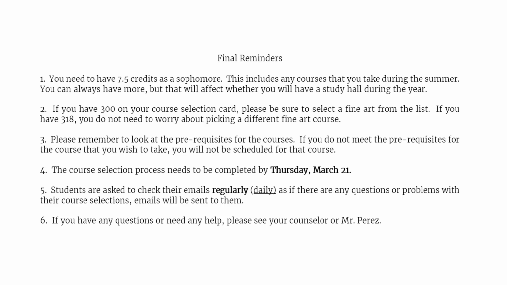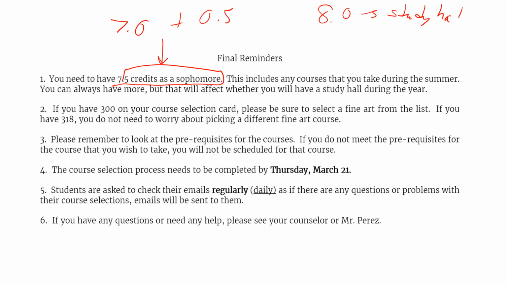Okay, so just some final reminders, final recaps on this course selection process. You need to have 7.5 credits as a sophomore. Again, you will probably have 7 credits on your course selection sheet, which means you need to find a half credit elective to get you to that magic 7.5 credits. You can have 8 credits available, but again, there's no study hall unless you take something in the summer. You can have 8.5 credits if you take something in the summer and you also give up your study halls. So that's up to you and how you want to schedule it.